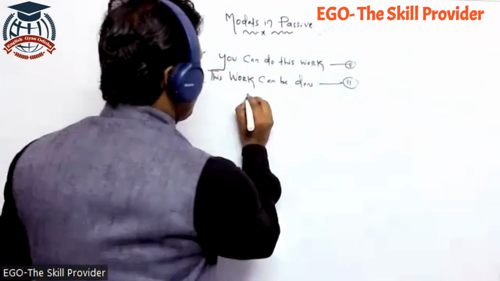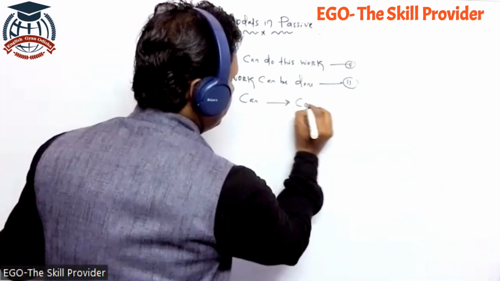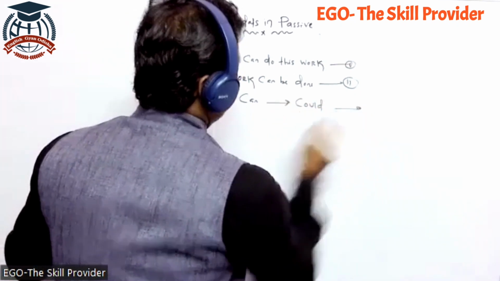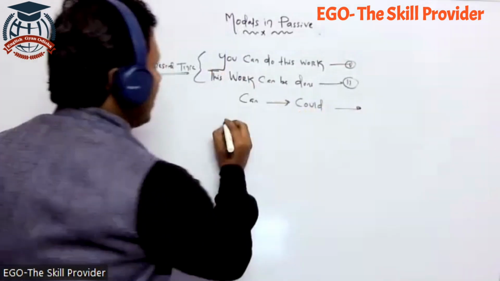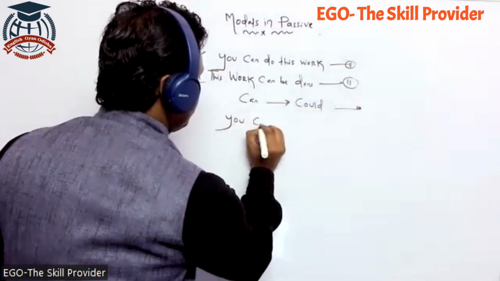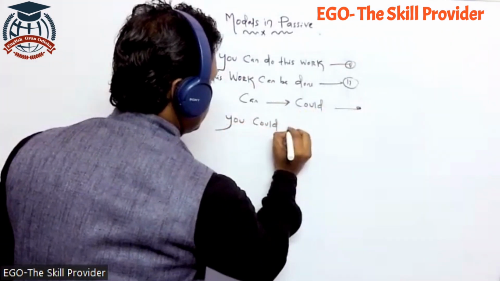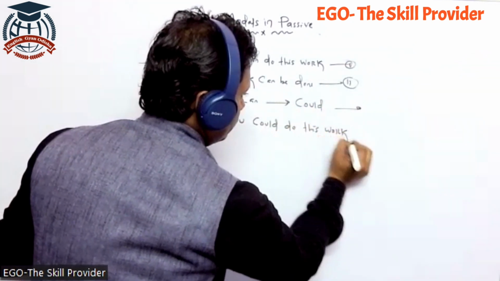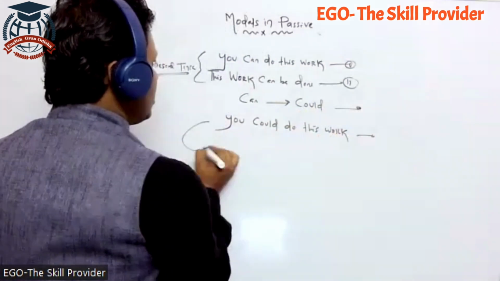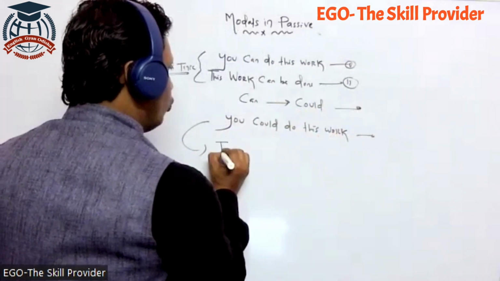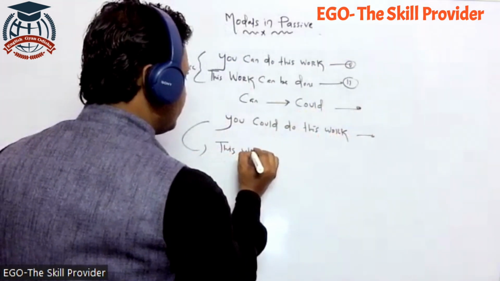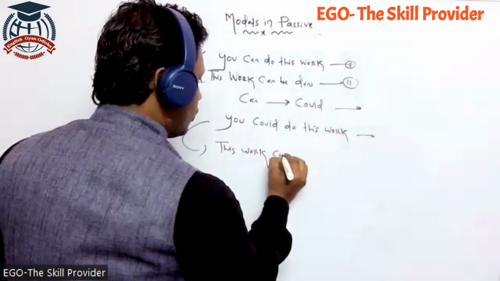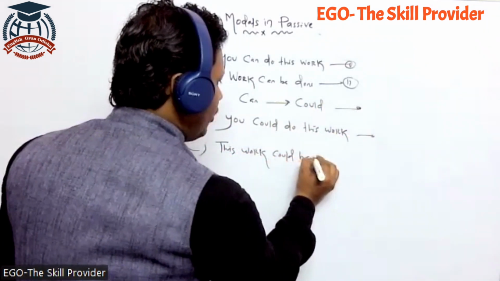The past tense of can is could. If you say, you could do this work, in past tense passive I will say, this work could have been done.